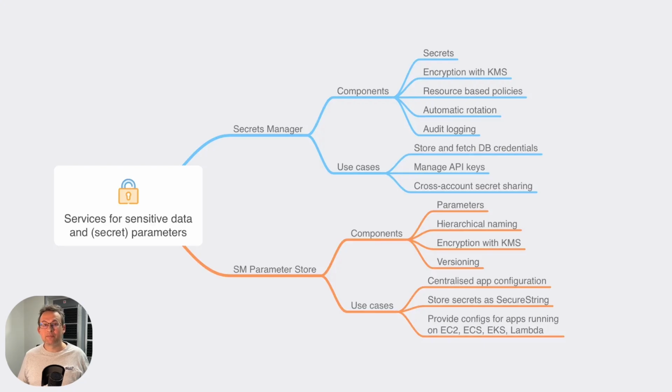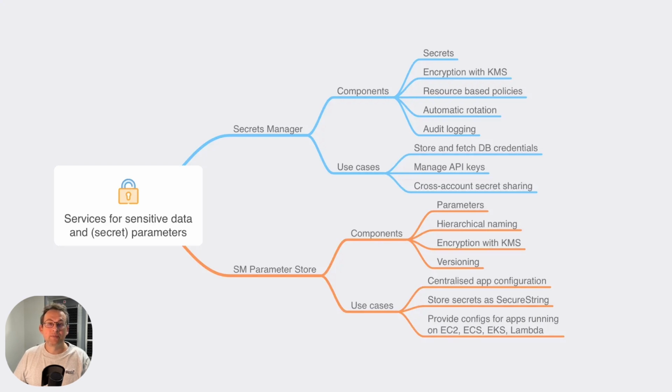You can set up Secrets Manager to automatically rotate, for example, RDS database passwords on a schedule. It also versions secrets so you can roll back if needed. Use Secrets Manager when you need automatic rotation or when security requirements justify the cost.